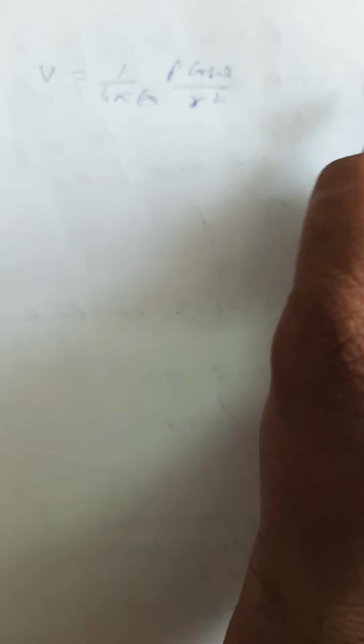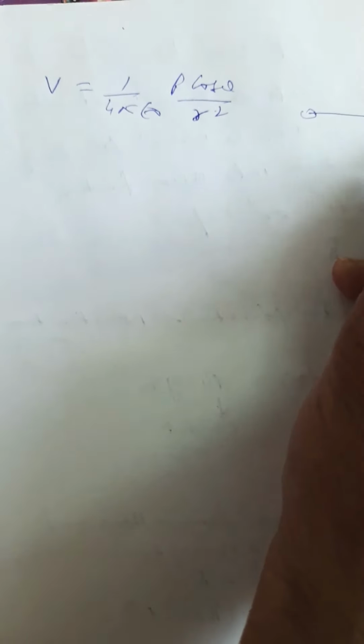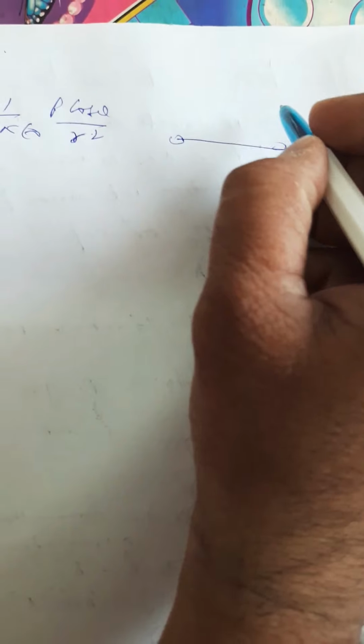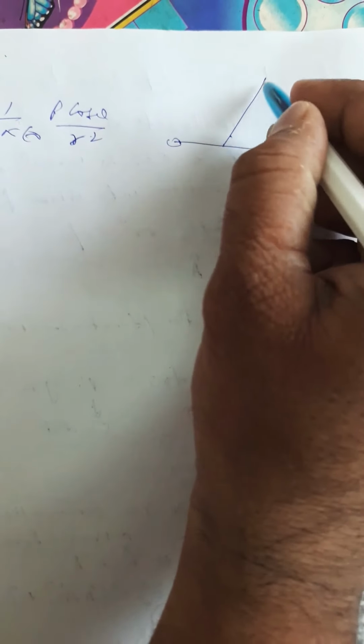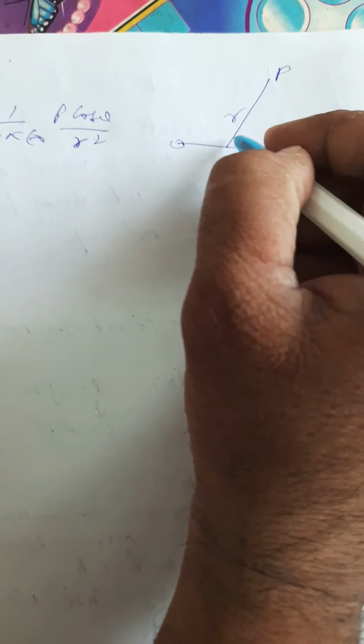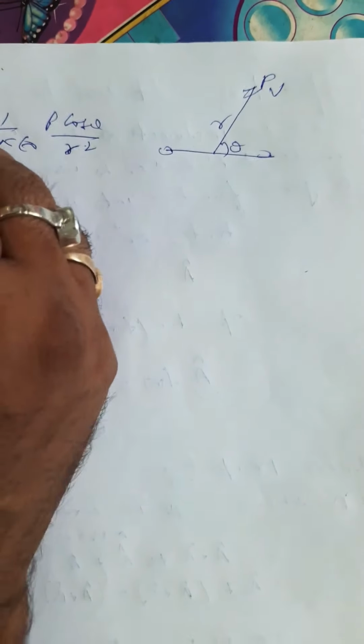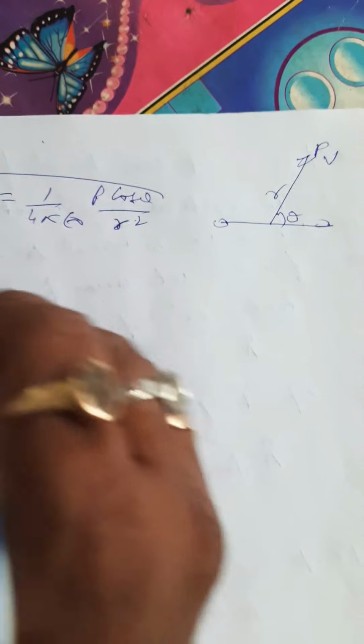So this we've already done, where we have assumed this one to be the dipole, and this is any point P at a distance r making an angle theta. So here the potential V is given by this particular expression which we have already derived in our previous lecture.